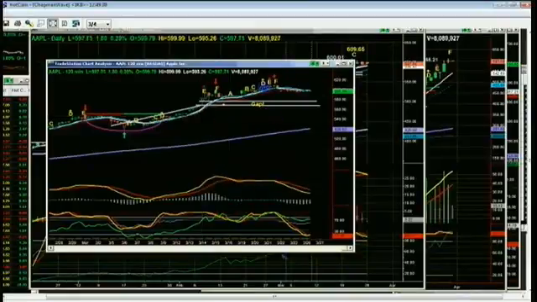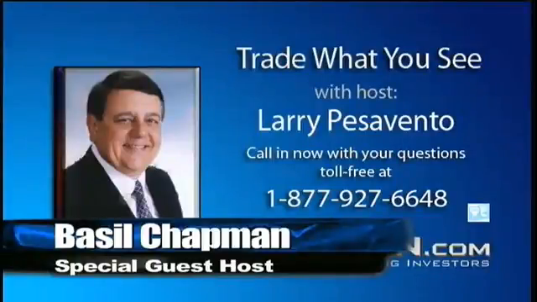Now, if you can look, I'm going to make this chart much bigger, so when you get back, I'll be showing you what I'm looking at and what you have to be careful of, because Apple might be a little tired here. So we'll look at this in closer detail. I'll be right back with William in Singapore, Basil Chapman, sitting in for Larry Pesavento. Dow's up 113, S&P's up 12, and the comp index is up 36.